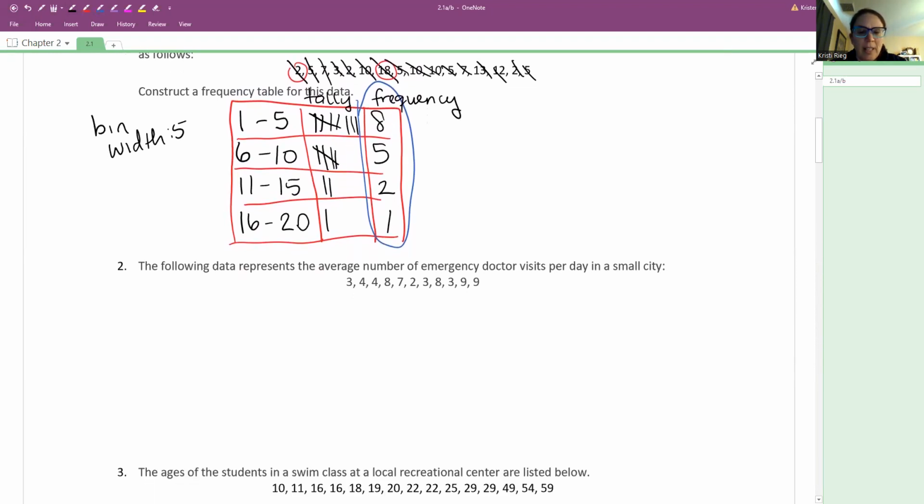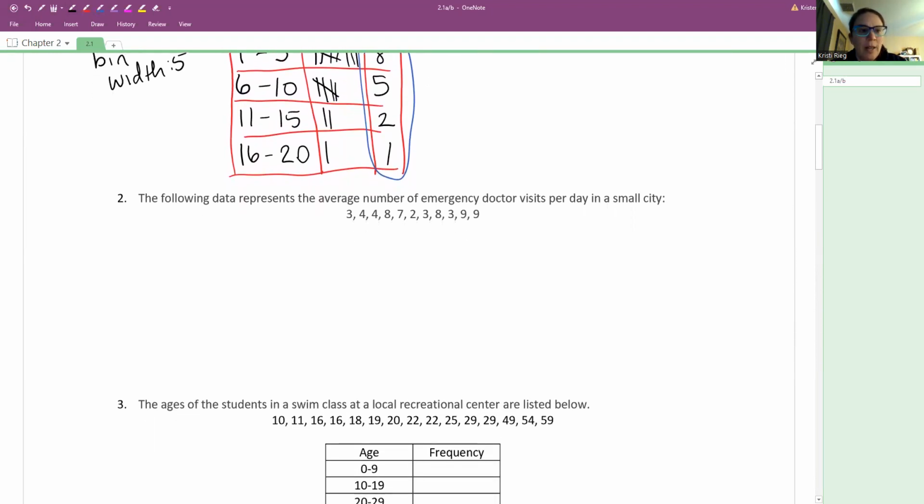Okay, so let's try this again. We'll use a different bin width. And so I'm looking at the numbers. It looks like, again, 2 is the smallest number, and then 9 is the biggest number. And for this one, I'm going to do a bin width of 2. There's no real rhyme or reason to this. You won't have to make that choice. The problem will tell you what to do for the bin width. I'm just trying to show you some different bin widths to see what's going on.